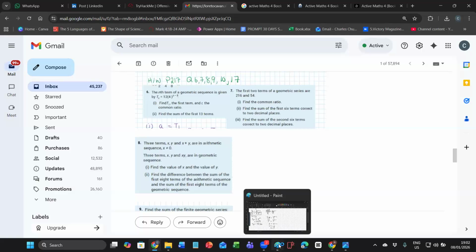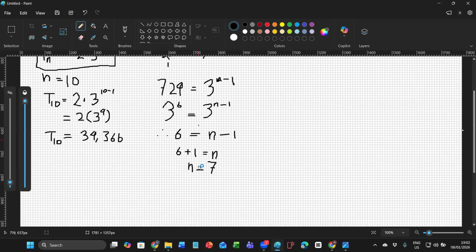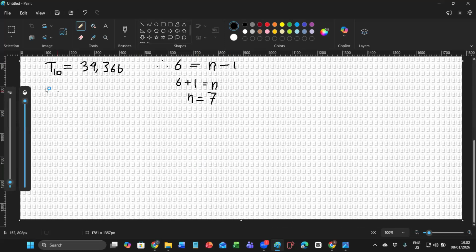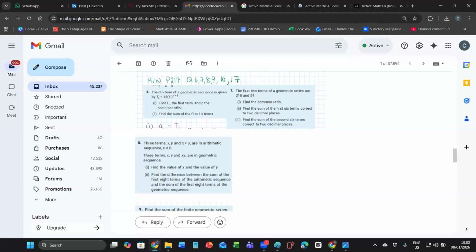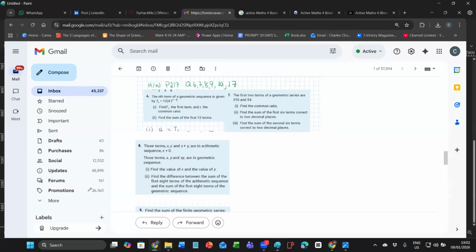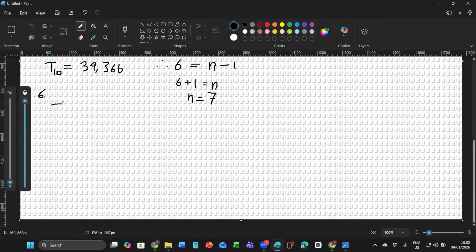So let's represent the question first. Number 6. The question is what again? It tells us that Cn is equal to 12.